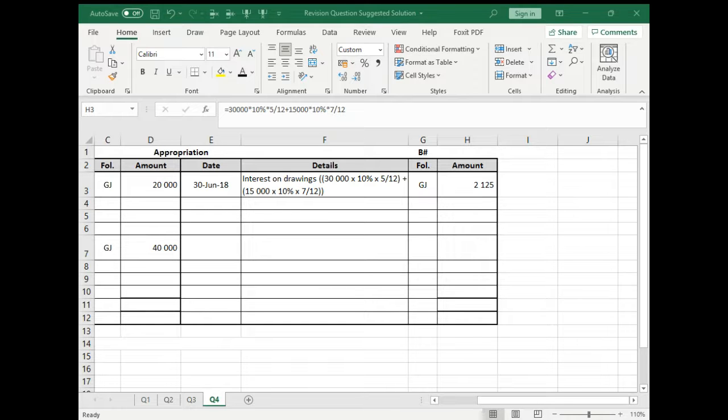Then there was interest on the current account. Now we have to go look at the current accounts. The one was 45,000, which was a positive, a credit balance. And there was a 40,000, which was a negative balance.